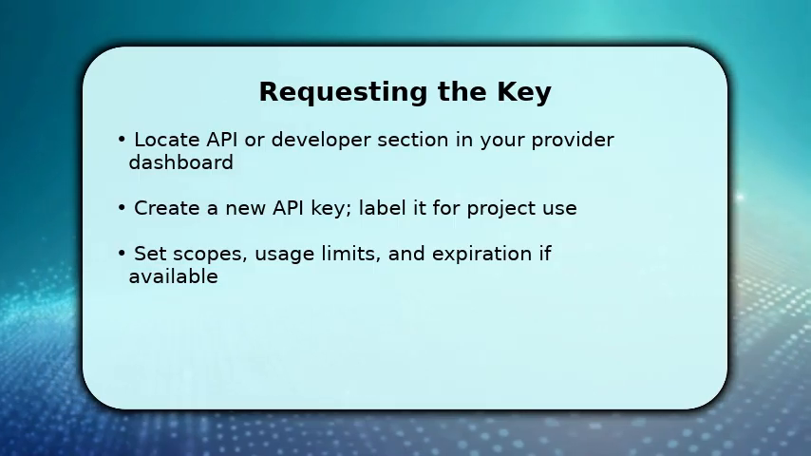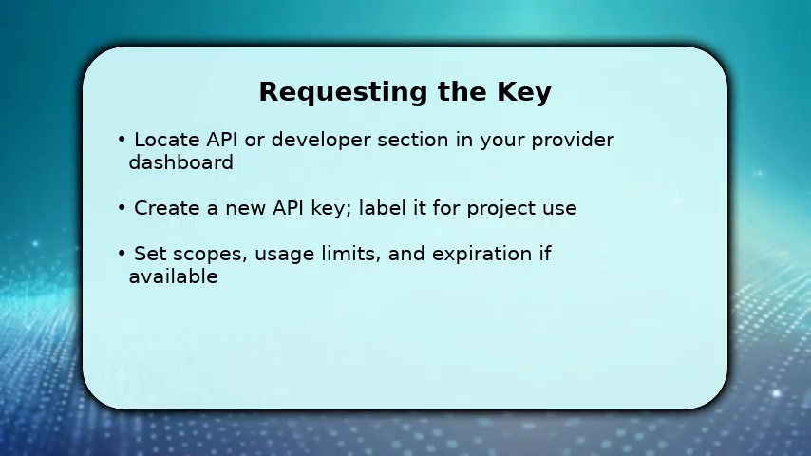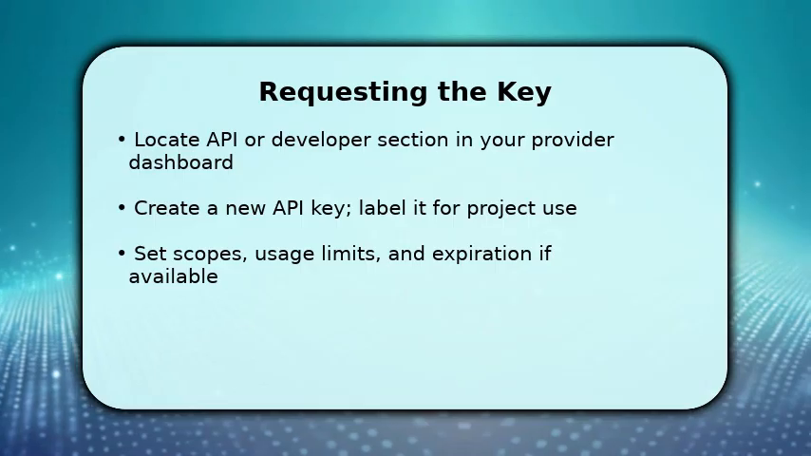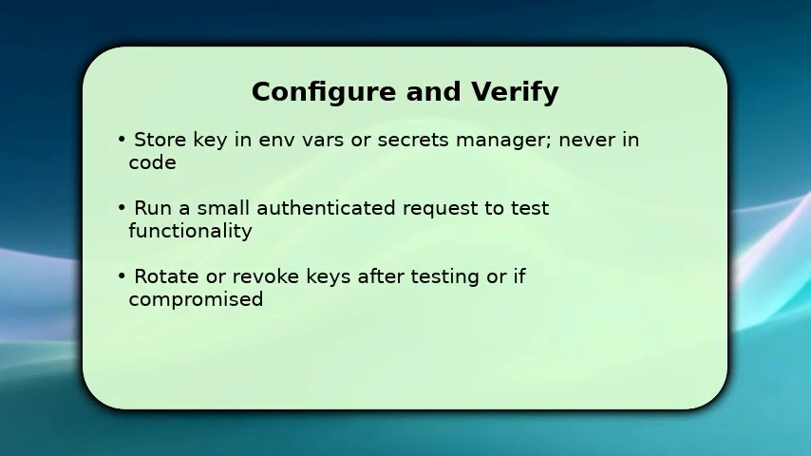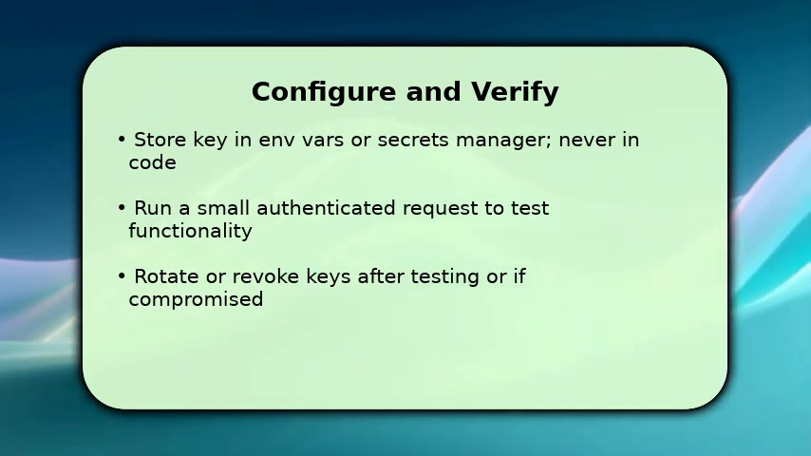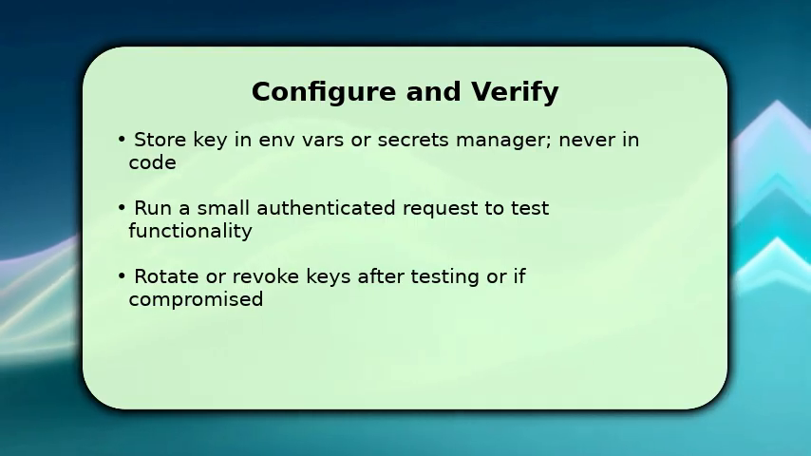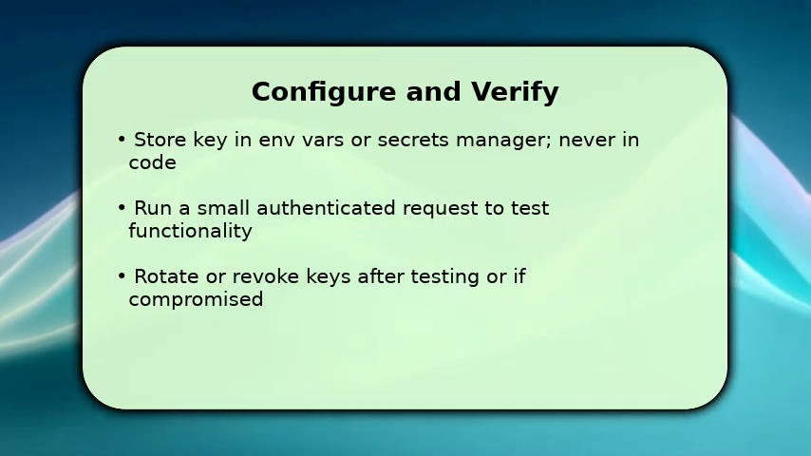Copy the key immediately and avoid pasting it into shared chats. Once copied, add it to a local environment file or secrets manager. Do not commit it to version control. You finish by configuring the key for your code. Export it into an environment variable or add it to your secrets manager and reference that from your application. Then run a minimal authenticated request using Langchain's client to verify connectivity and correct permissions.